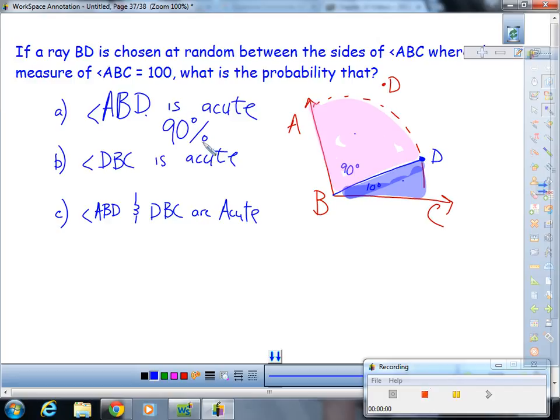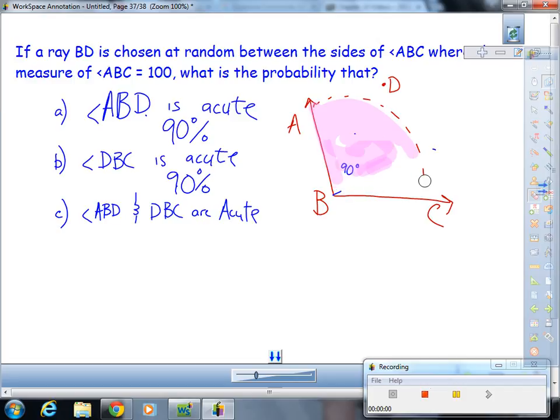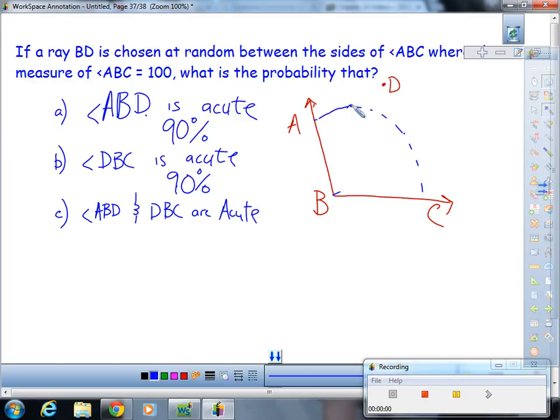Now, what's the probability that DBC is acute? Well, I think that's the same picture, isn't it? So that would be 10%. Oh, sorry, 90%. It's not the same picture. Sorry. So all we'd have to do to think about that is switch our colors and think about D over here. Okay, does that make sense?